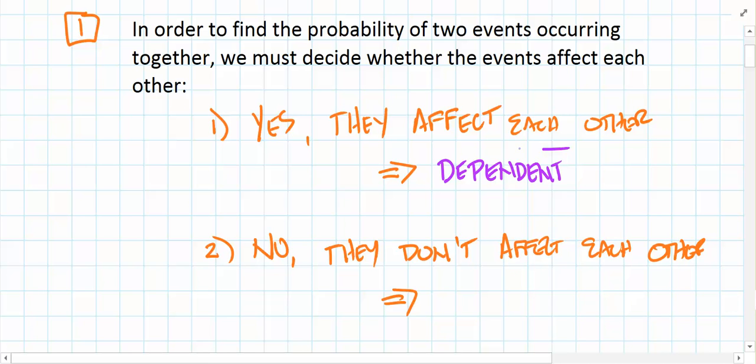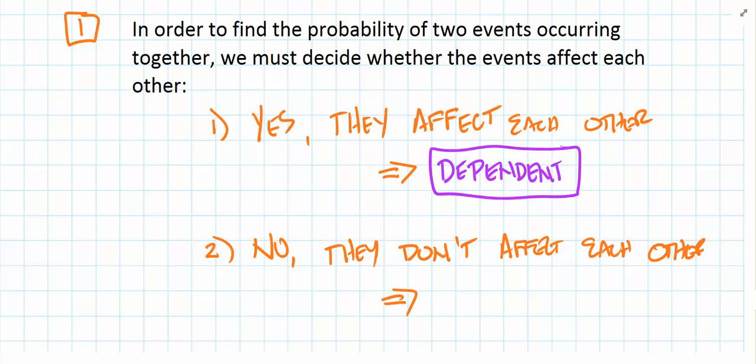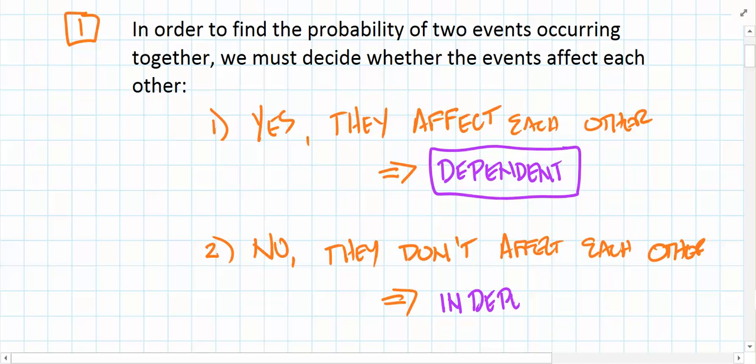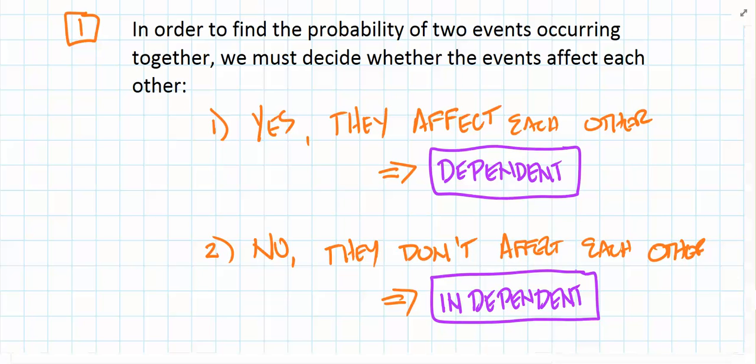Well, if one event has an effect on the other, then one event depends on the other one, so that's a dependent event. So what do you think your guess would be for the word that we would use to describe where two events do not have an effect on each other? Yeah, the events are independent of one another. So first of all, that's what we have to decide, whether or not the events are either dependent or independent. That will help us to determine how we proceed forward.